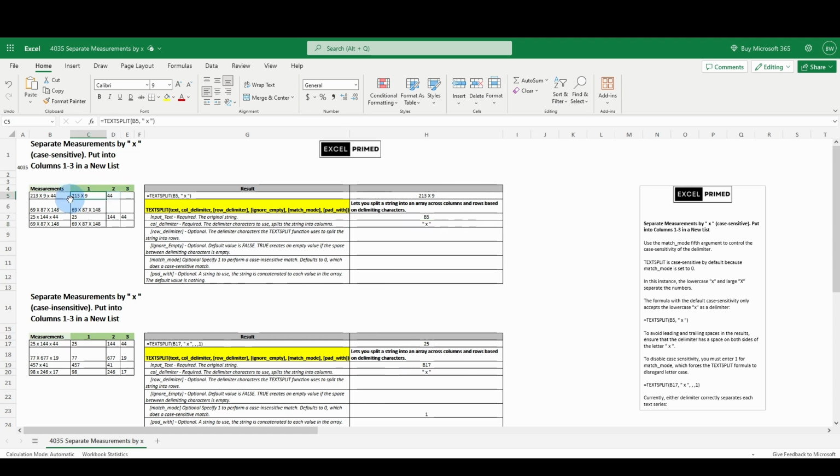Our output here, 213 byte. Why is it not split? What's the default for case sensitivity? Always case sensitive, not case insensitive. For the second example, what's going on here?